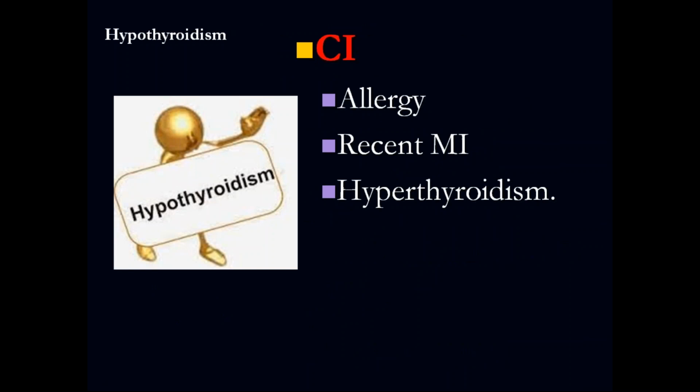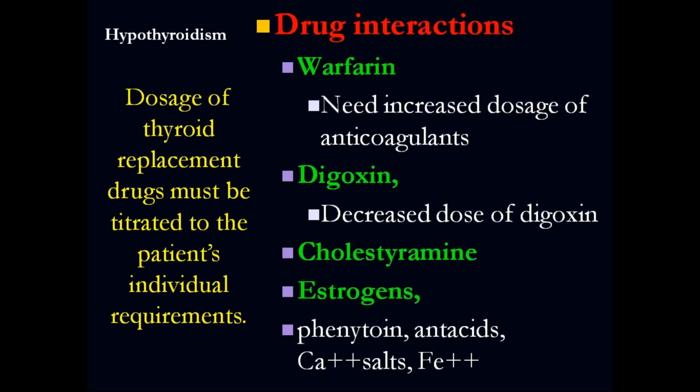Okay, contraindications: hyperthyroidism, of course, and recent myocardial infarction. You don't want to overload your heart with unnecessary contractions, right? And with T3 and T4, if you give the medication in excess, an overdose, that can produce tachycardia and can produce some risk and problem for recurrent myocardial infarction.